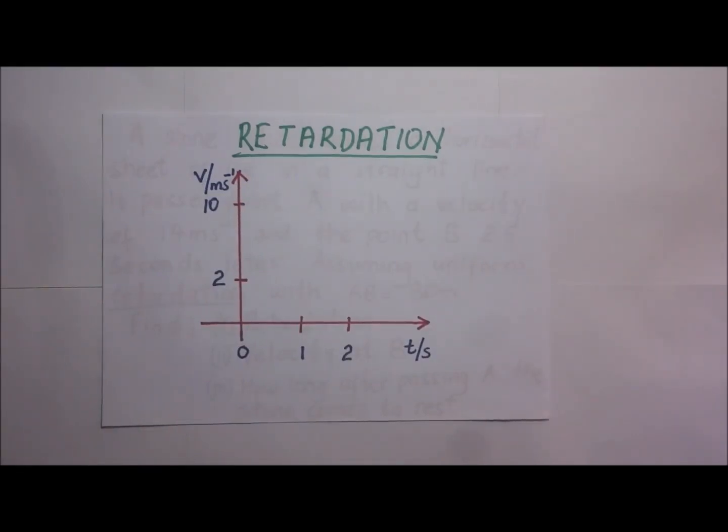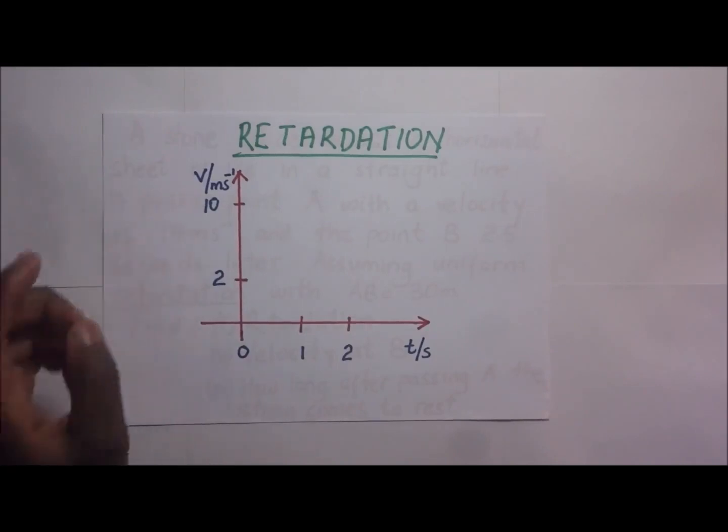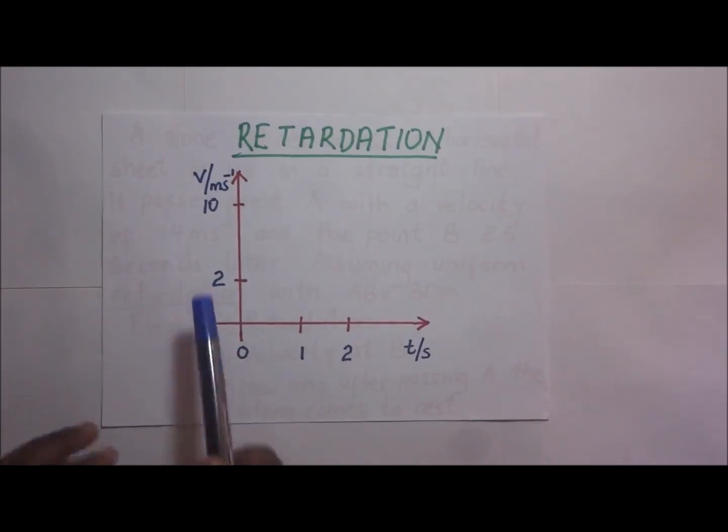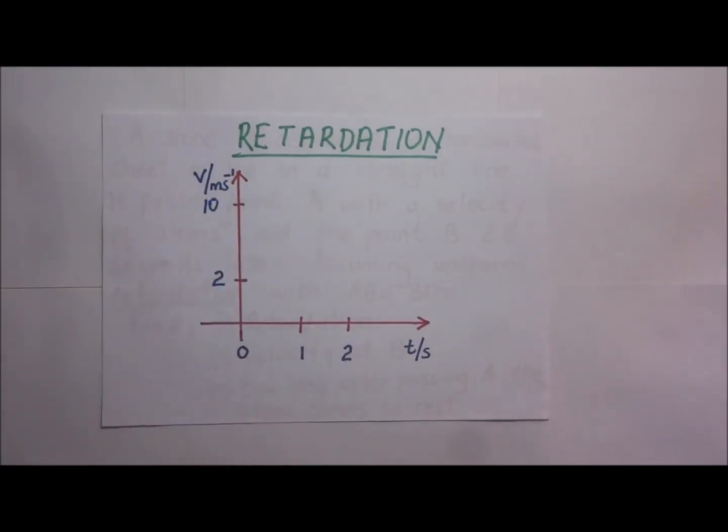For example, a body starts moving. Its initial velocity at moving is 10 meters per second. Then it moves for 2 seconds, and after 2 seconds, its final velocity is 2 meters per second. It started from 10 meters per second to 2 meters per second. It would mean that its graph would look like this.